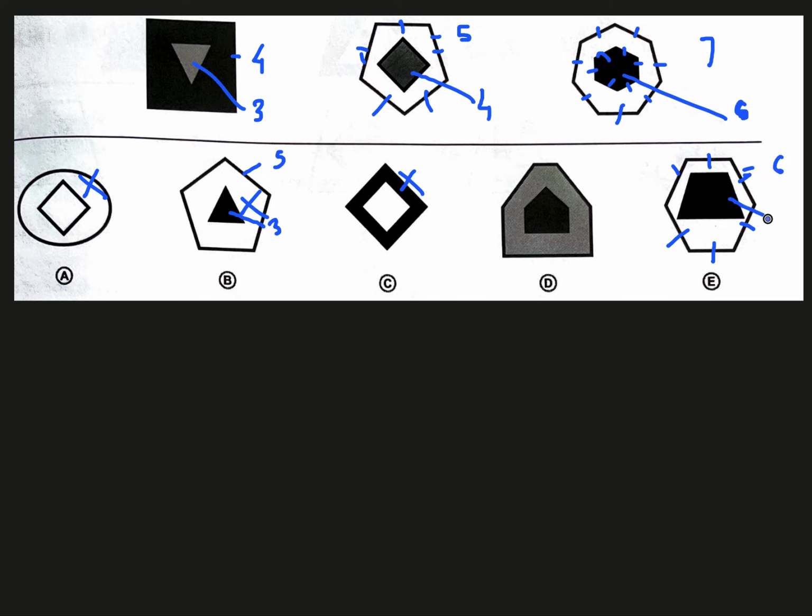Here in figure E I have 1, 2, 3, 4, 5, 6 sides on the outside, and this is a quadrilateral, 4 sides, on the inside. That is a 2-step down figure, 2-step down from outside to inside. I don't like it as my answer.